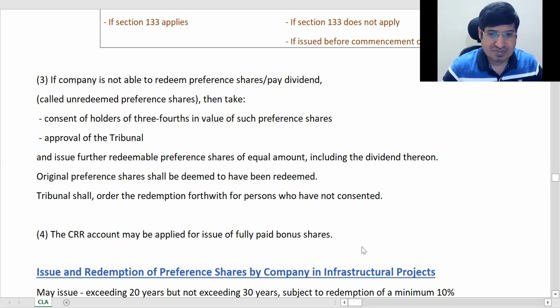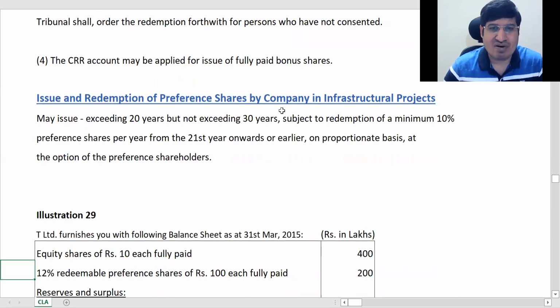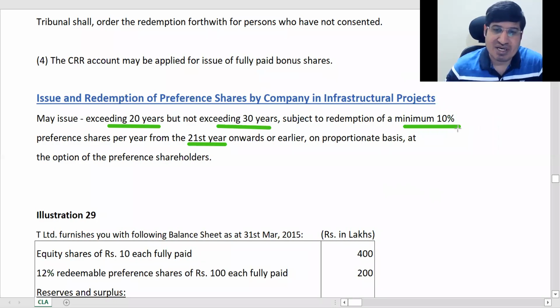Now the next point is specifically for infrastructure projects, which we have already talked about. In infrastructure projects, the period can exceed 20 years, but the maximum will be 30 years. Till 30 years we have to redeem. What can you do now: from 20 years, from the 21st year onwards for the next 10 years, from 21 to 30 years, every year 10% you will have to redeem.